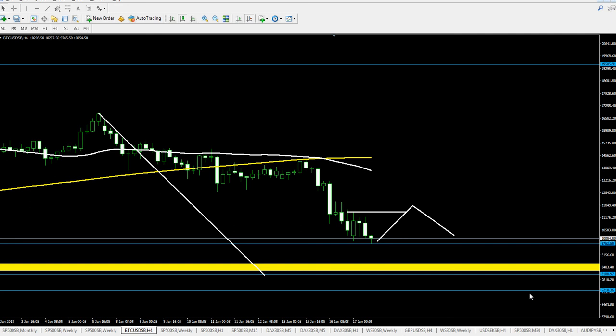I don't think Bitcoin is dead just yet, and really what you need to do is buy Bitcoin when it's cheap, but buy it sensibly. Don't buy it when it's falling, buy it when it's actually showing you that it's starting to go back up again.